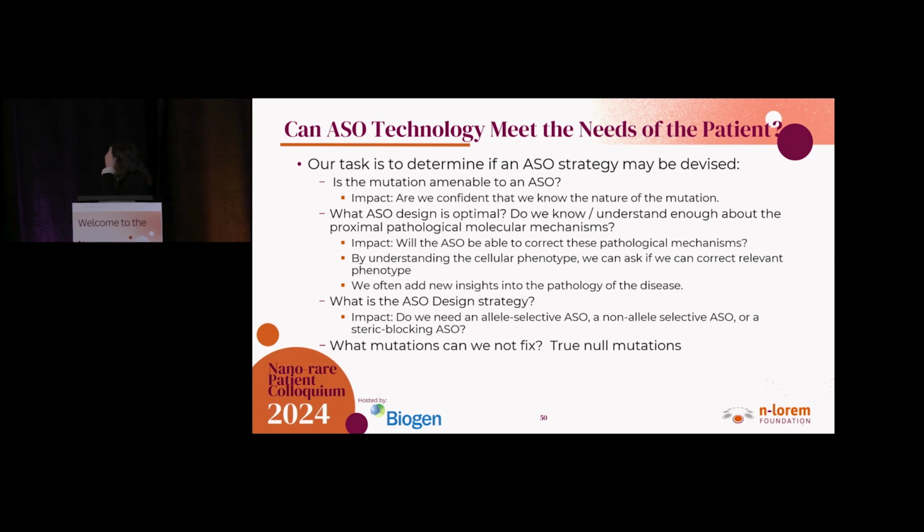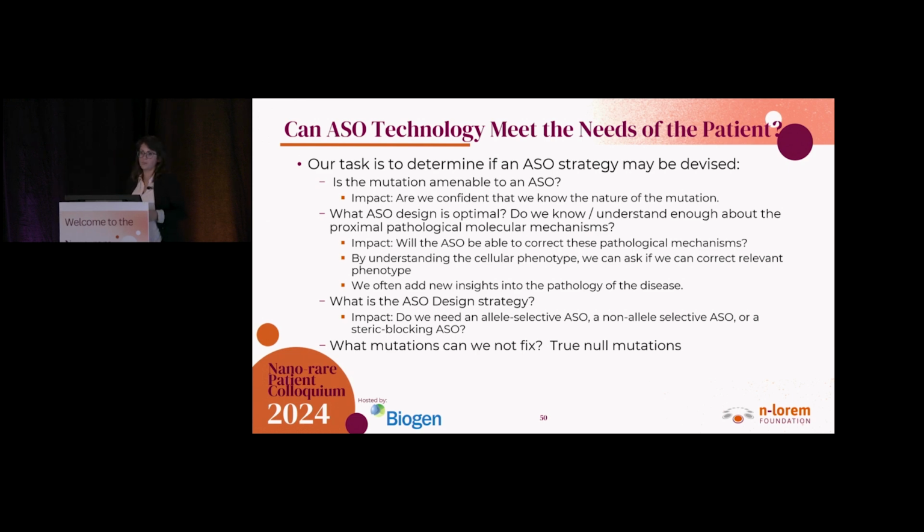So the ASO review: your physician submits an application. What goes through, at least my mind, is to see if the ASO technology can meet the needs of the patient. The very first question that I need to ask and understand is, is the mutation amenable to an ASO? And more importantly, do we know enough about the nature of the mutation to really say that the ASO is the optimal therapeutic intervention?